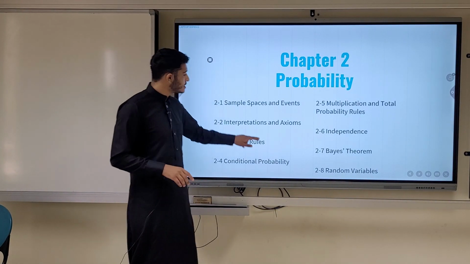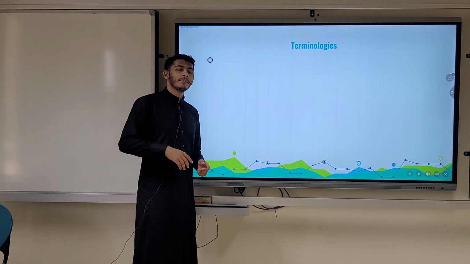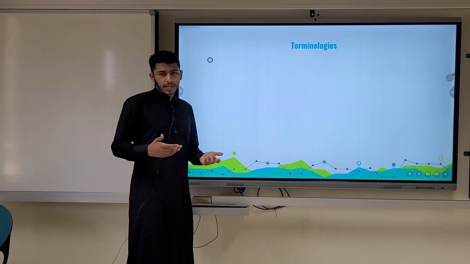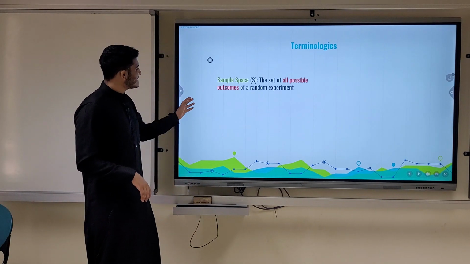So without any further ado, let's start. At the beginning, as we are used to, we have to define some terminologies that we're going to use throughout the chapter. So the first term we're going to introduce is sample space.